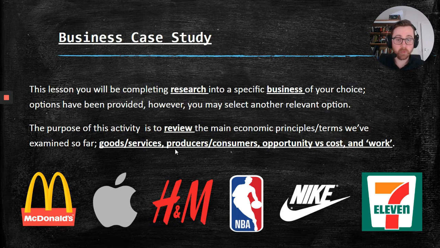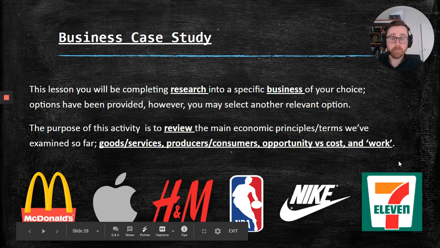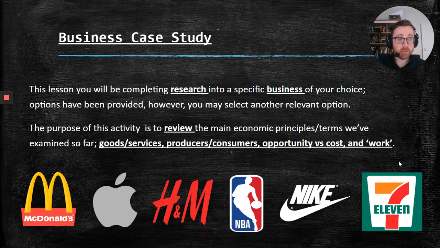Producers and consumers. Who are the consumers for the NPA? Who are producers at 7-Eleven? Opportunity versus cost. So that's the positives versus the negatives. So the good things versus the bad things. Opportunities like, oh, I can make some money here. Cost versus, oh, the challenges are this is expensive to make, etc. And then work. So the different types of jobs that you'll see at those businesses.